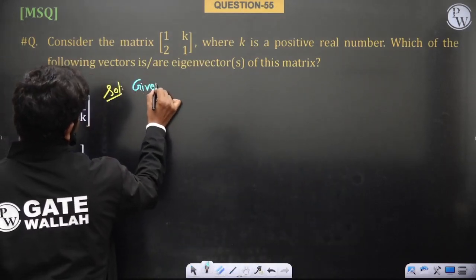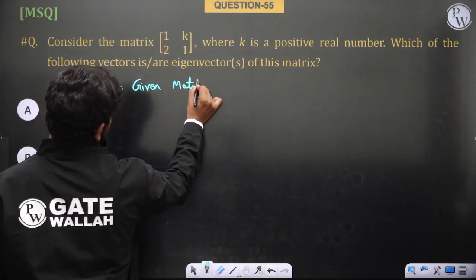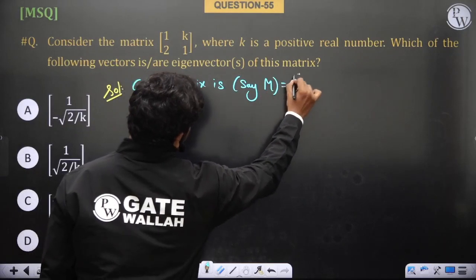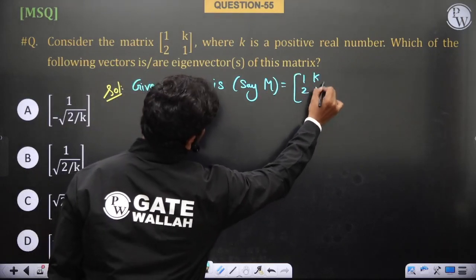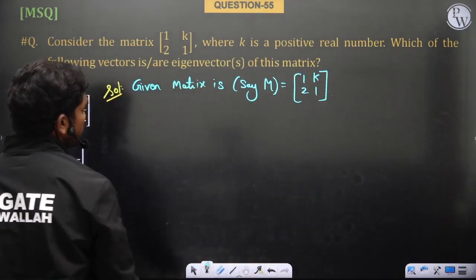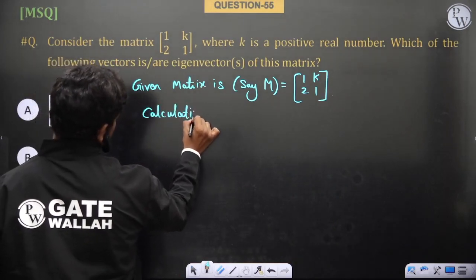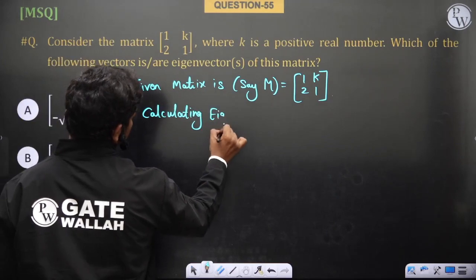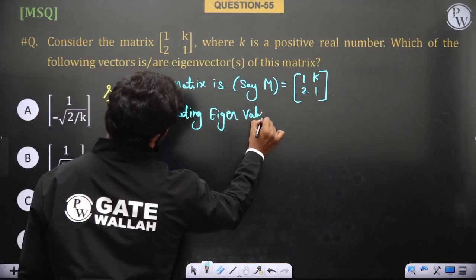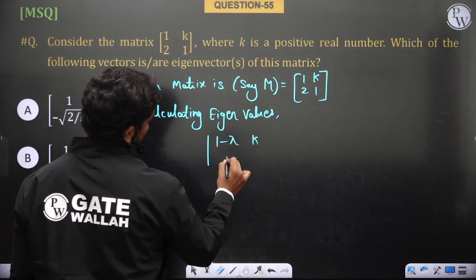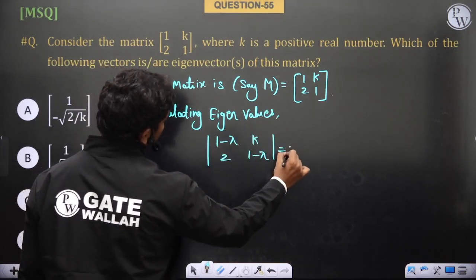Given matrix, say M, for example, [1 k; 2 1], of course. So calculating eigenvalues: determinant of [1 minus lambda, k; 2, 1 minus lambda] is equal to 0.